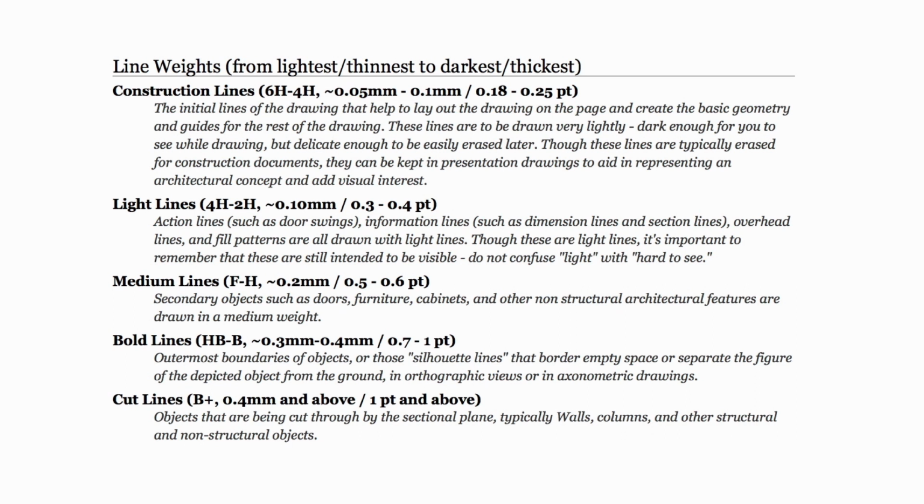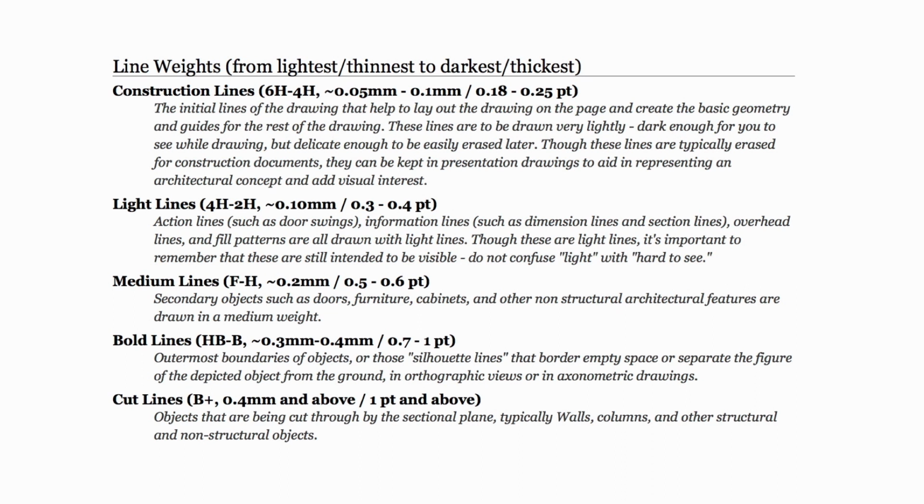Or if we were working in Illustrator, it would be 0.18 to 0.25 points. So this is telling us, first little block, 6H to 4H, if we were drawing by hand. Second block here is if we were drawing in AutoCAD. Third block is if we were drawing in Illustrator. So it's giving you all 3 of those.